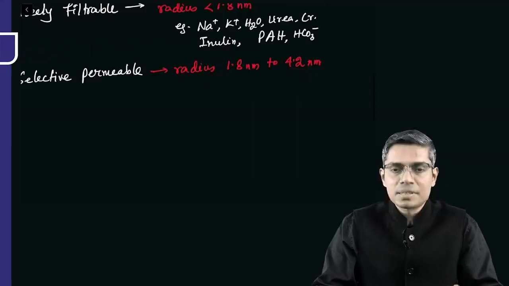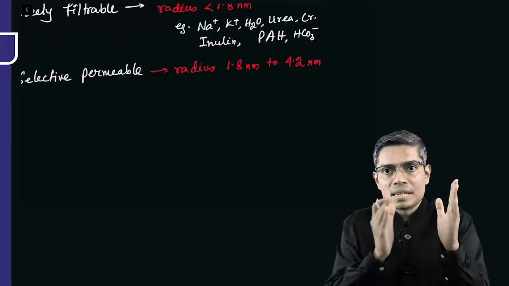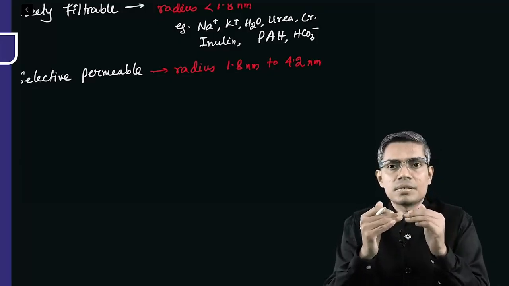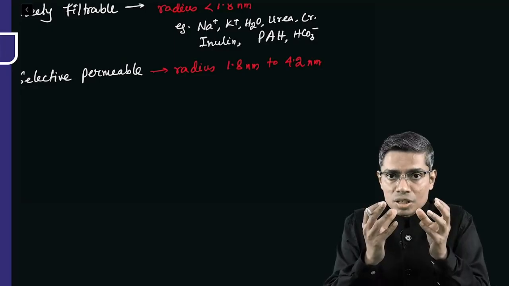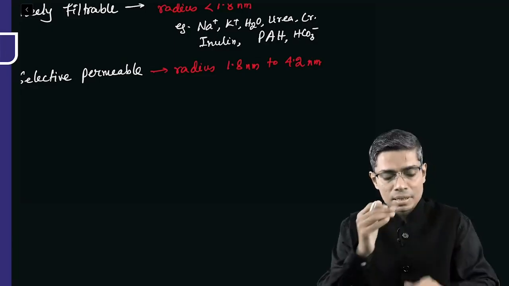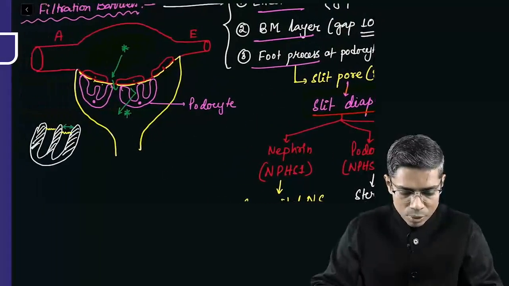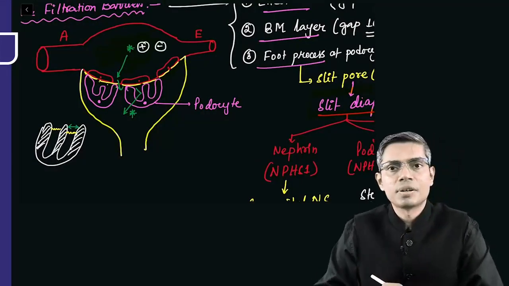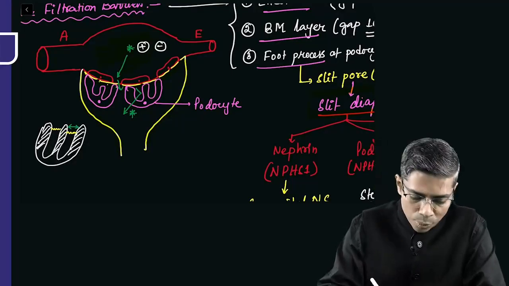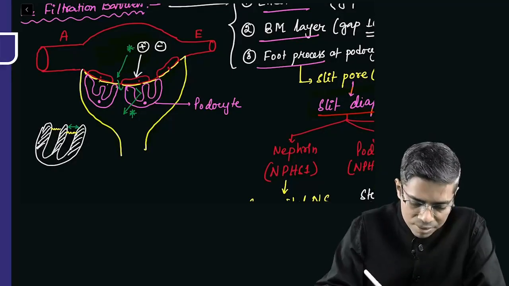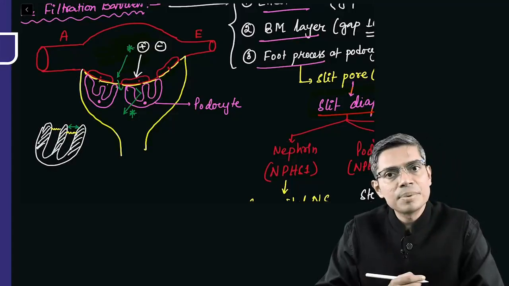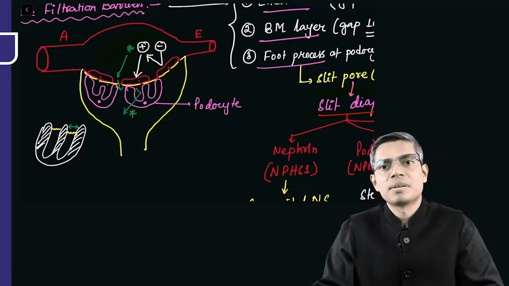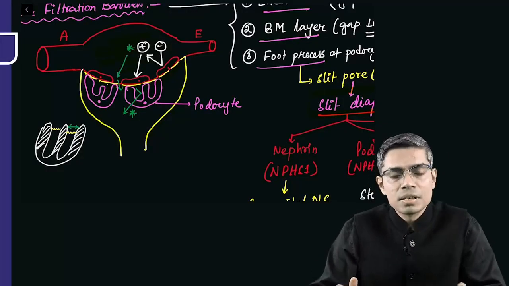What do you mean by that? If a substance's radius falls in this range of 1.8 to 4.2 nanometer, then the filtration of these substances will depend on the charge present on the substance. For example, look at this diagram. Suppose I am talking about one positively charged substance and one negatively charged substance. The positively charged substance will be attracted toward this filtration barrier because the barrier is negatively charged. But the negatively charged substance will be repulsed by this filtration barrier, because like charges repel.